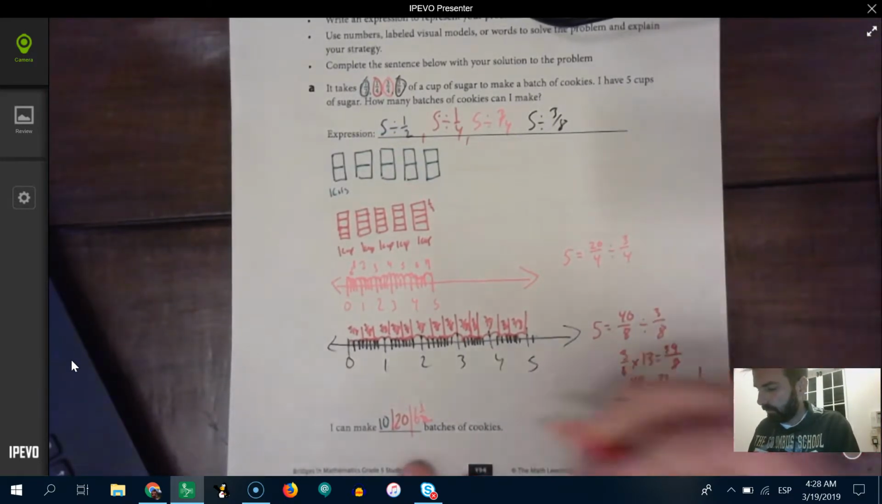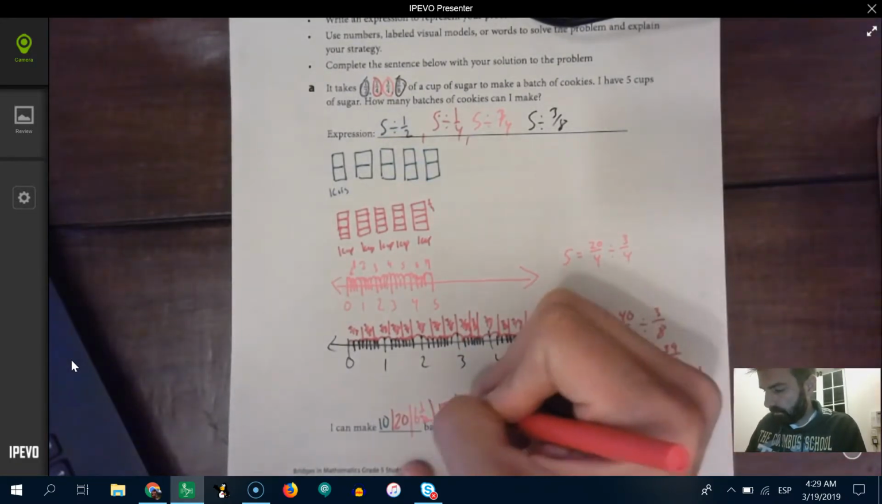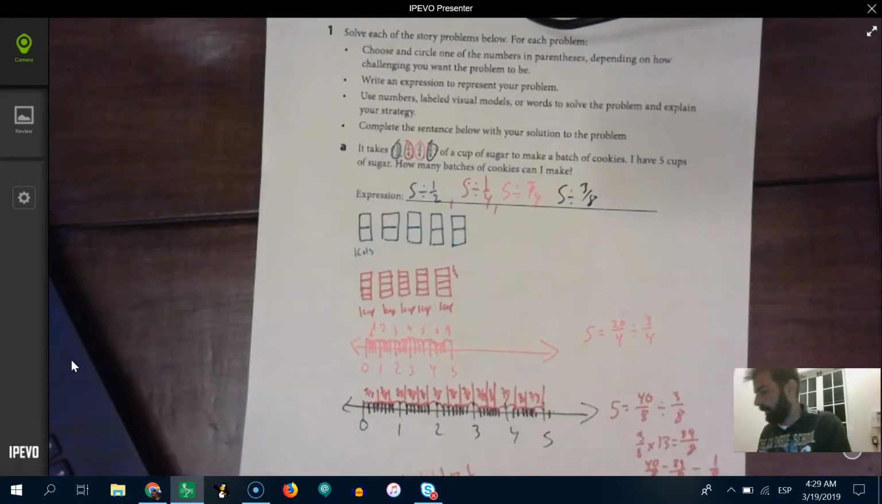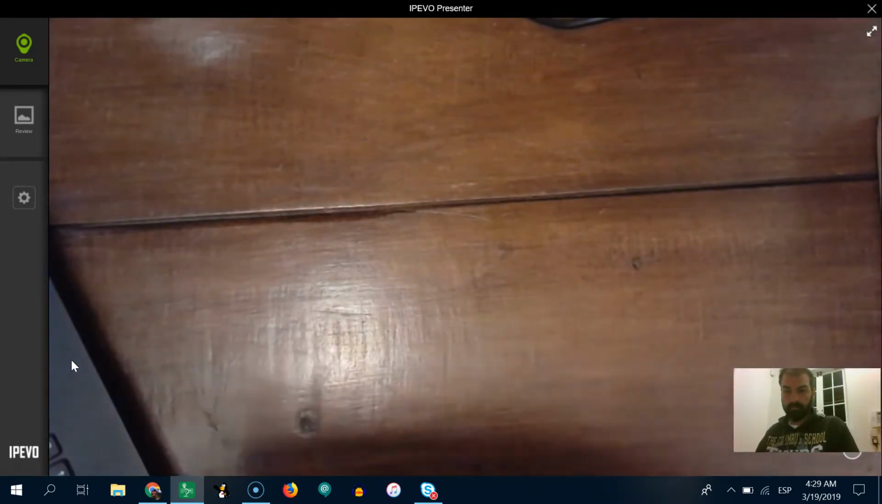So that tells me it's 13 1/8 batch of cookies. So probably I would just say 13 would be correct, but 13 1/8 would be even more correct. Okay.